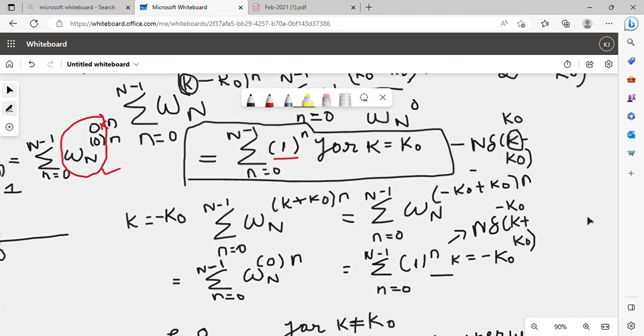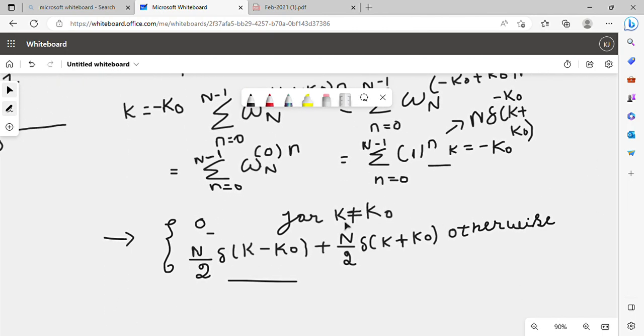And now if I write it in terms of this procedure, I'll be getting it as 0 for k not equal to k naught. So for k not equal to k naught, in the sense if you are using any values other than k naught, then it would be 0, and otherwise it is this particular resultant, right?